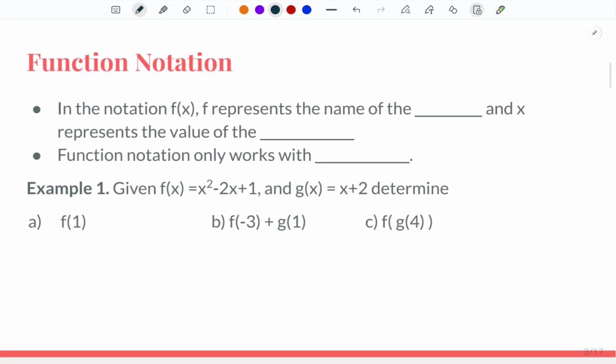Okay. Then we moved on to notation. So in the notation, we have this f of x, and again, the f could be a number of different letters. We just use f as the starting one because, well, for function. It represents the name of the function. And x represents the value, in this case, the independent variable, or the input. So the thing that you're inputting. And it only works well with a function.